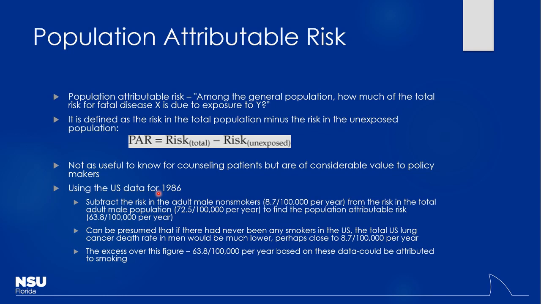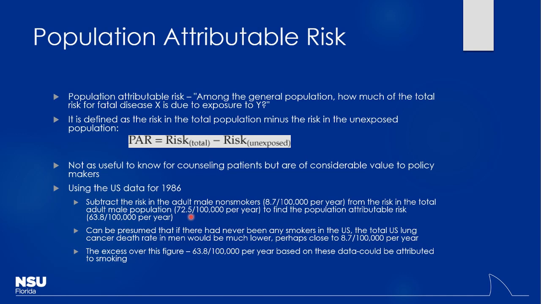So instead of dealing with that subset of male patients like we saw in the previous example, we're just going to be dealing with the whole U.S. population. And what we do know is that in the adult male smokers here, it's 8.7 per 100,000. And then we're looking at the risk for the total adult male population. So instead of just looking at that sample set, there's 72.5. So this is including both smokers and non-smokers all being lumped together, okay?